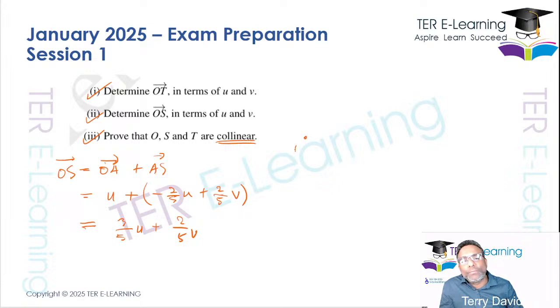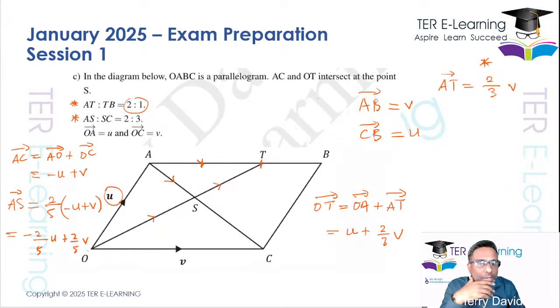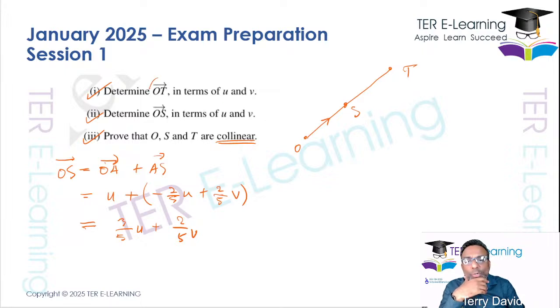So we have O, we have S, and we have T, and they all lie on the same straight line. Now the thing is, you know the vector OS, and you also know the vector OT. We worked out OT and we worked out OS. So once you know OT and OS, we can use that information to prove that these 3 points are collinear. So let me write down what is OT.